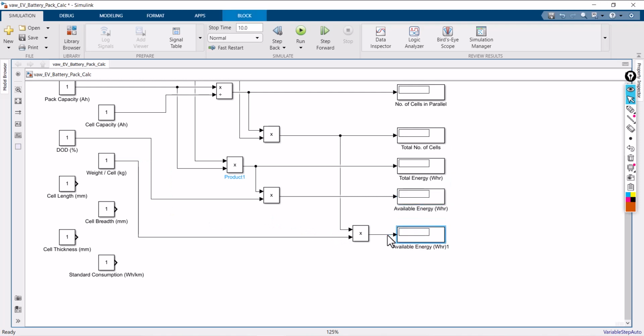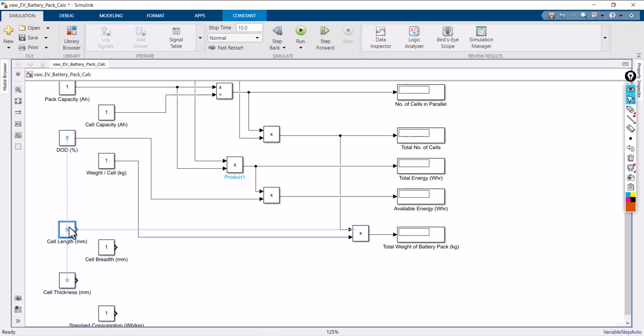This will give you the total weight of the battery pack in kilogram. If you want to find out the volume of the battery pack, you need cell length, cell breadth and cell thickness. That is, these are all individual cell dimensions.